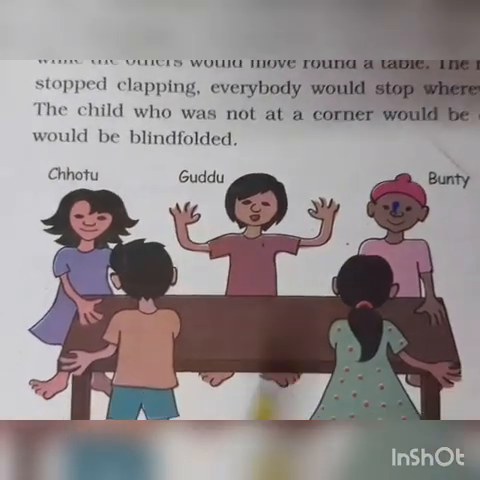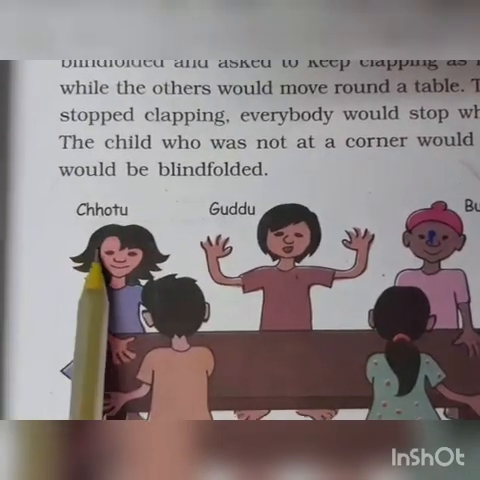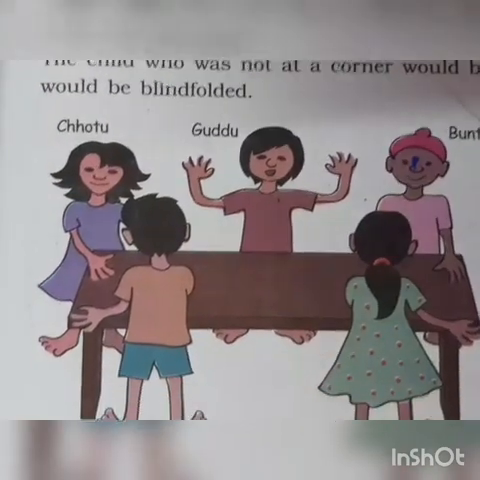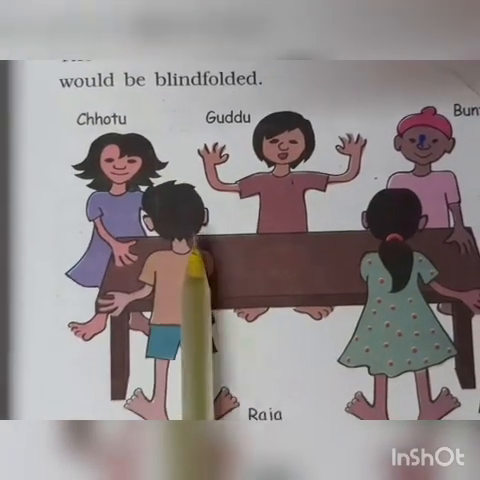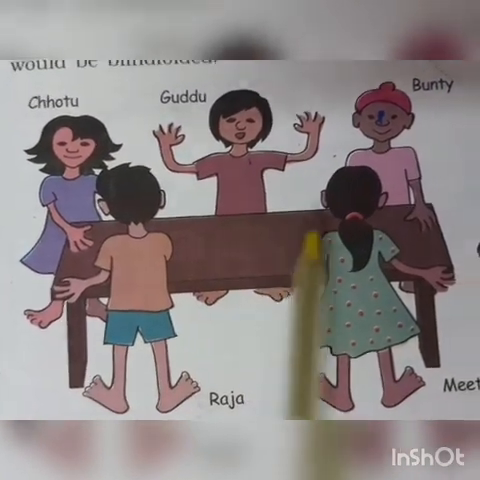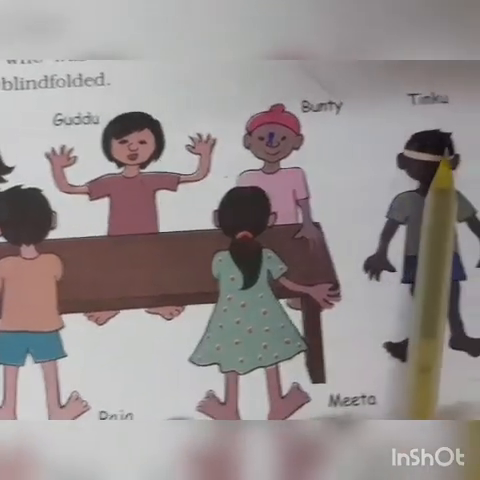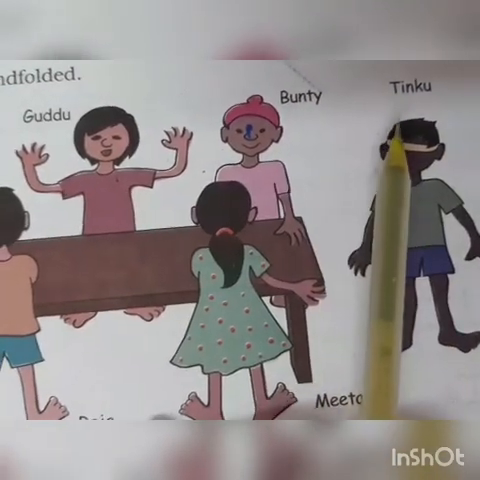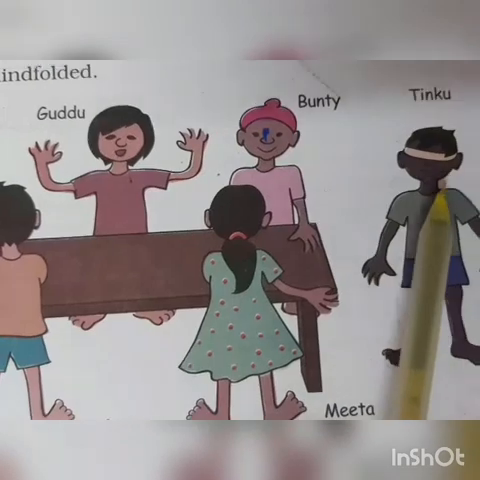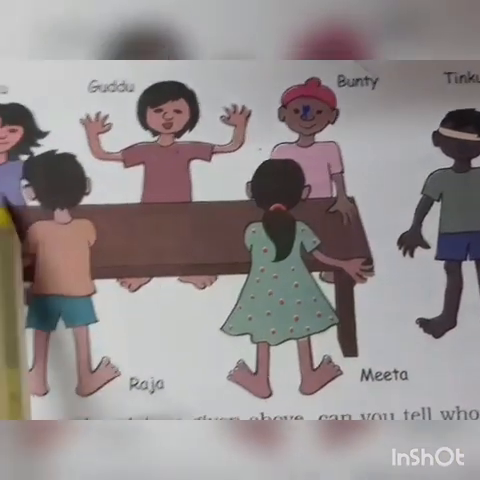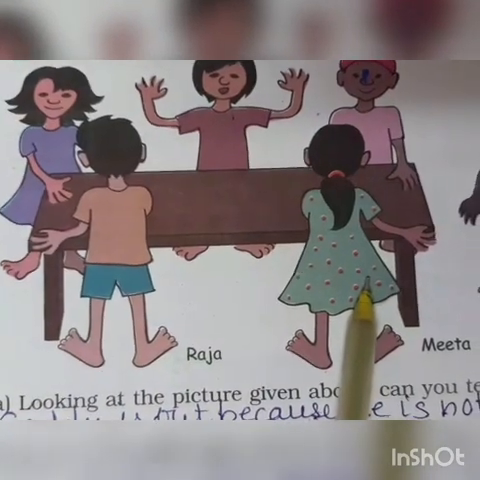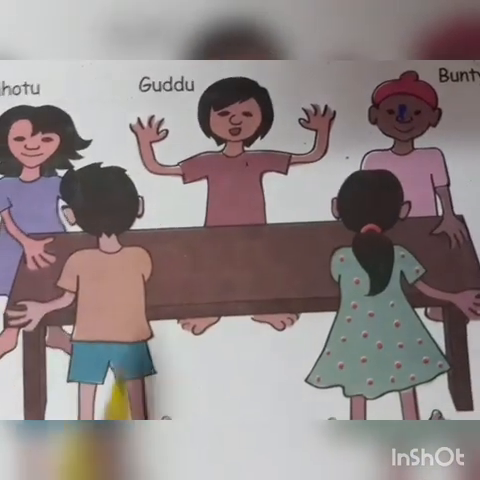Now here the game is going on between the Chotu, Guddu, Bunty, Tinku, Meeta and Raja. These are all the children who are playing a game which is blindfolding, and one person is blindfolded. What is the meaning of blindfolded? Means जो आँख में पट्टी मार के हम जो ढूंढते हैं ना, पट्टी बांध के जो गेम खेलते हैं, that is the blindfolding. वो वाला गेम है. Now they are playing around a table which is in the shape of a rectangle. You can see this is a table. It is in the shape of rectangle.